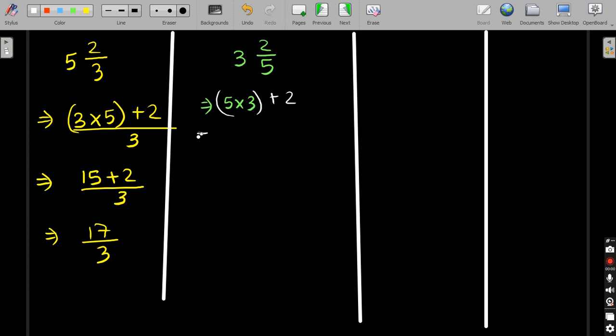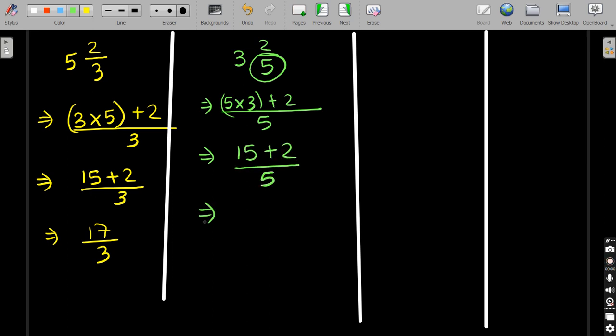How will I solve here? 5 into 3. Let me take different colors so that it will be easy for us. 5 into 3 in a bracket, plus 2. As you are able to see, which number am I dividing by, what is the denominator? 5. So what will be the answer now? 5 3s are 15 plus 2 by 5. So what is the answer? 15 plus 2, 17 by 5.